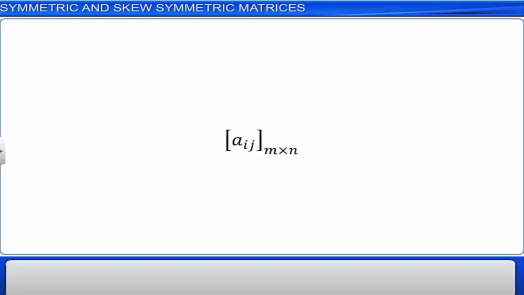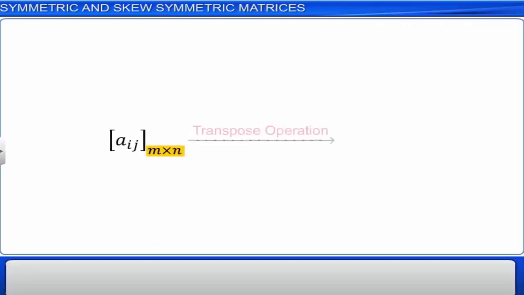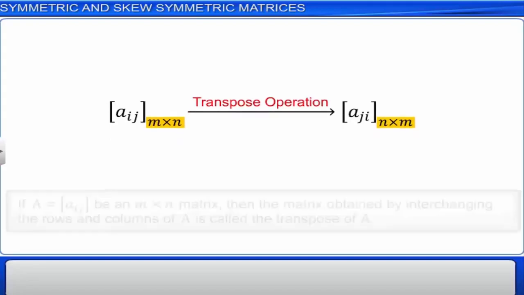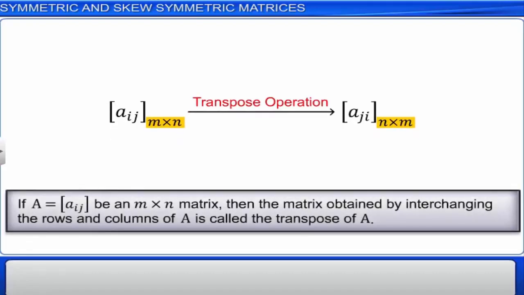If the order of the original matrix is m by n, then the transpose is of the order n by m. Now, we can define the transpose of a matrix. If A is an m by n matrix, then the matrix obtained by interchanging the rows and columns of A is called the transpose of A.